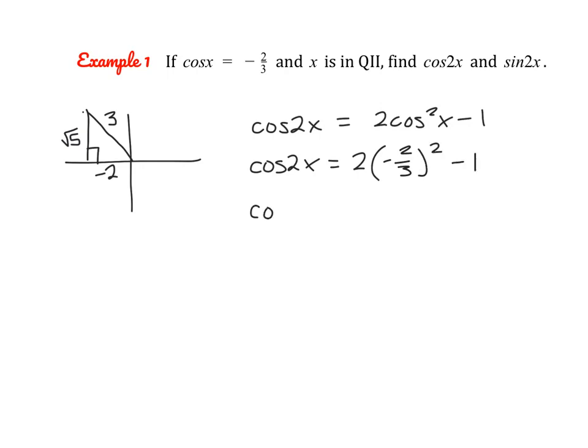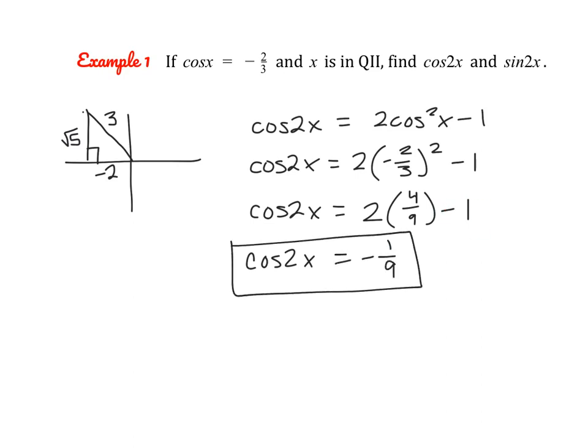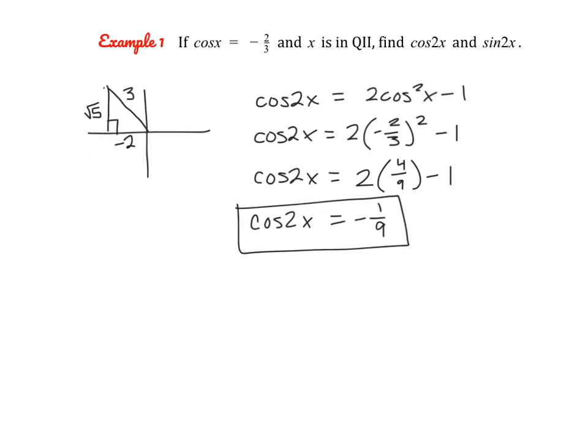And now it's just a matter of simplifying. Here, remember, we're squaring the negative, so it's going to become positive. And then thinking of this as minus 9 over 9, this leaves us with negative 1 over 9. So that is our answer for cosine of 2x.